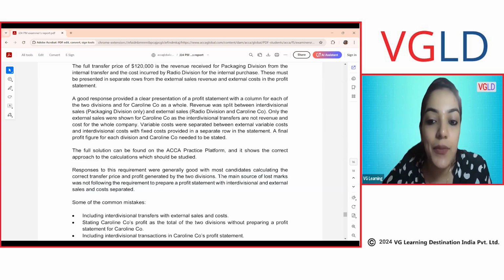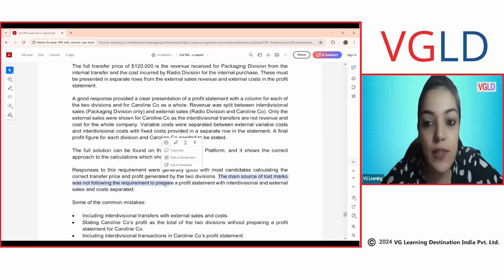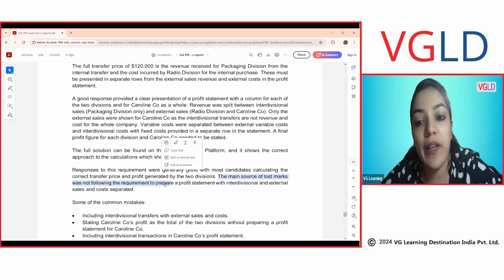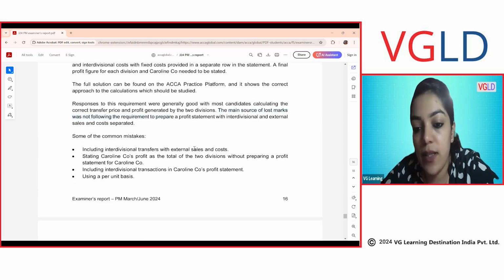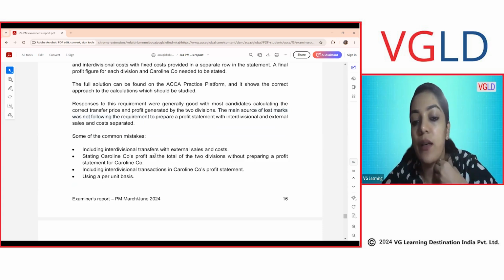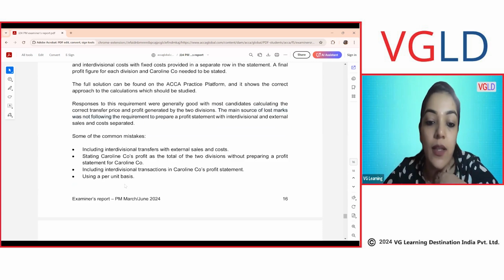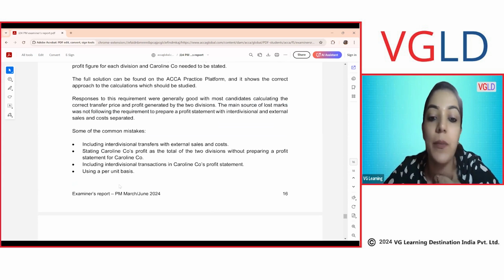Okay. So be careful about this, that you read the requirement, because if you do not read the requirement and you answer as per your own wishes, you will not get marks. Examiner will give you 0 only. So some of the common mistakes, see, including interdivisional transfers with external sales, stating carrying company's profit as the total of the 2 divisions without preparing a profit statement, including interdivisional transactions in profit statement, using a per unit basis.